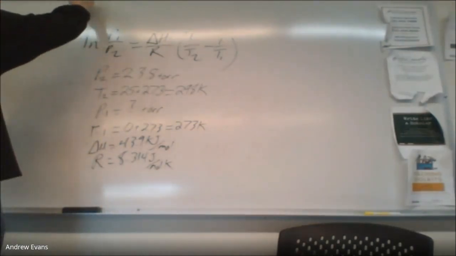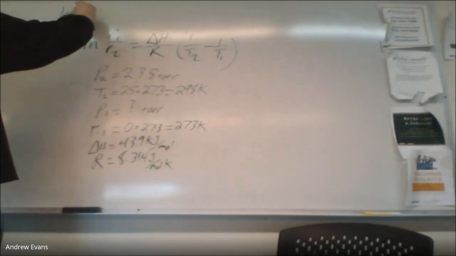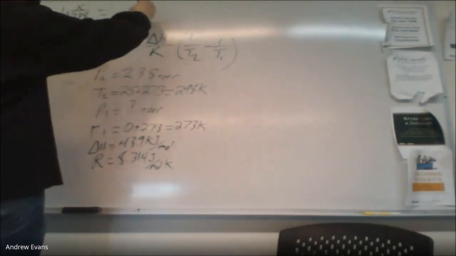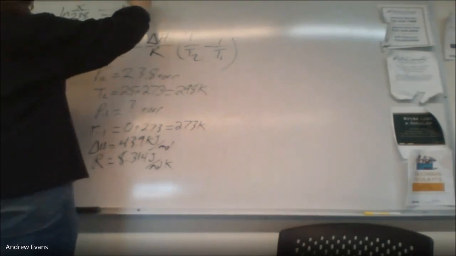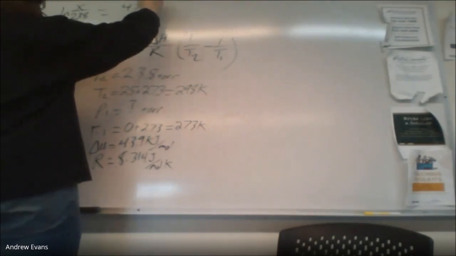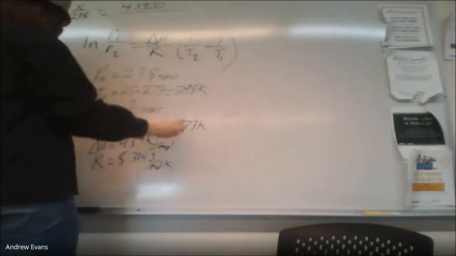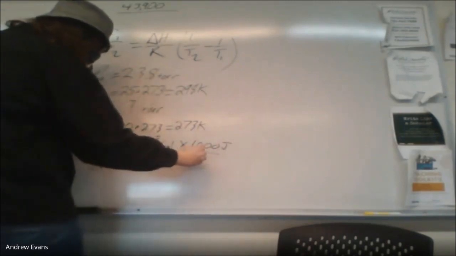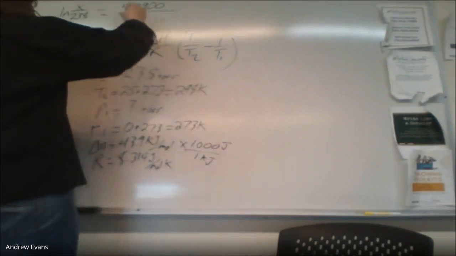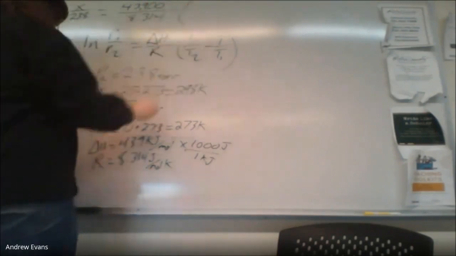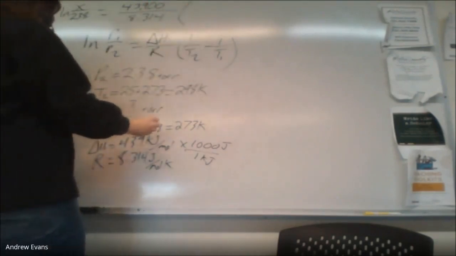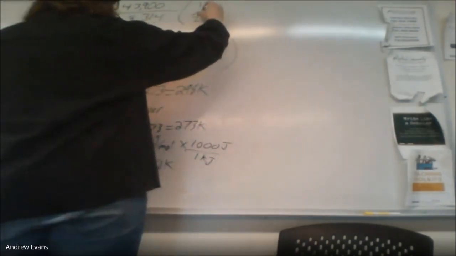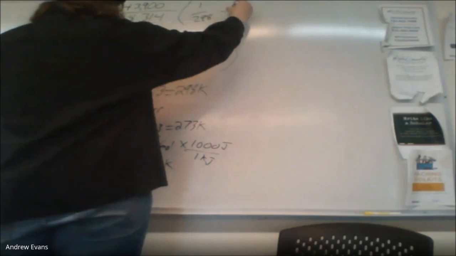So ln x over 23.8 equals, I'm going to convert this into joules, 43,900, because there's 1,000 joules in 1 kilojoule, all over 8.314. So now that we switch this around, 1 over T2, 298, minus 1 over T1, 273.